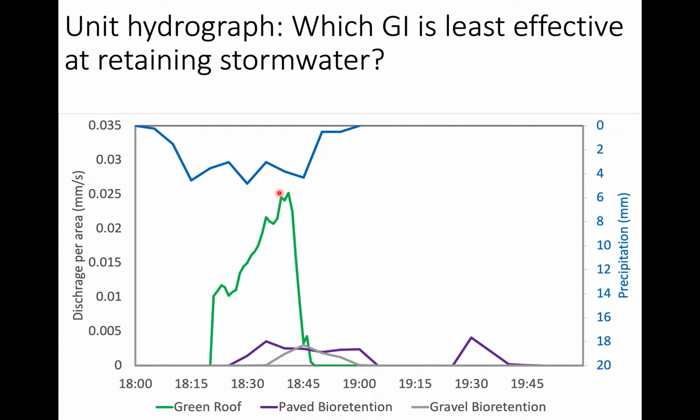Now, if we're interested then in controlling stormwater, we might say that green roof doesn't appear to do as good a job at controlling stormwater as the bioretention cells. And that's the power of the unit hydrograph. It lets us make these comparisons against things that have different watershed areas.